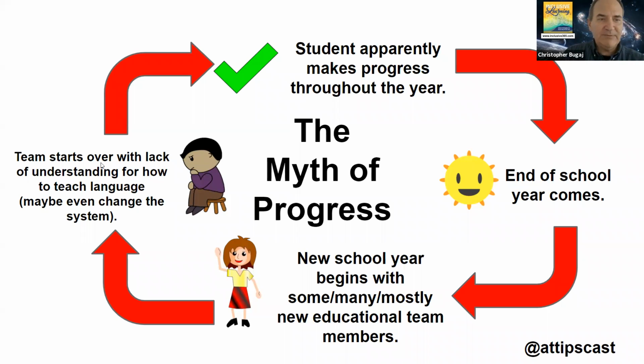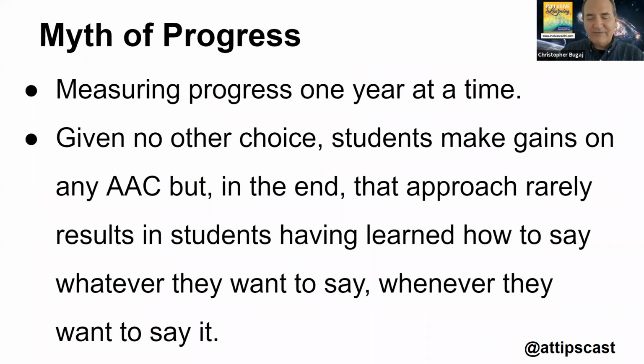And now the new team starts over again, and they often think, you know what? That old system, that didn't work. We need a new system. We're going to change it, or I really don't know how to teach language. And so we go back to the new system or the new way of doing things. And again, the student starts making progress on the new system, but not really progress on language, right? If you've given them no other choice, they'll use the thing that you gave them. So there's this kind of myth of progress that happens when it comes to AAC.